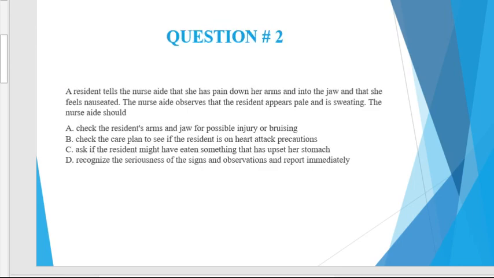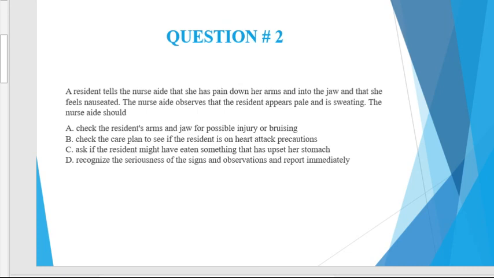Question number 2. A resident tells the nurse aide that she has pain down her arms and into the jaw, and that she feels nauseated. The nurse aide observed that the resident appears pale and is sweating. The nurse aide should: check the resident's arm and jaw for possible injury or bruising; check the care plan to see if the resident is on heart attack precaution; ask if the resident might have eaten something that has upset her stomach; recognize the seriousness of the signs and observation and report immediately.